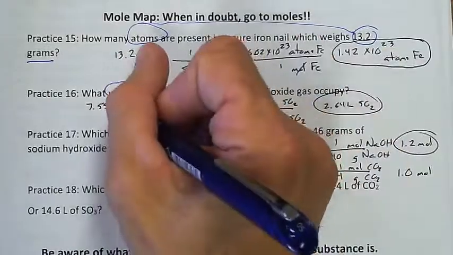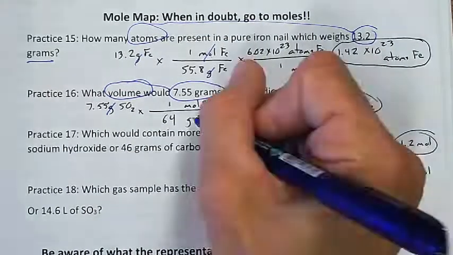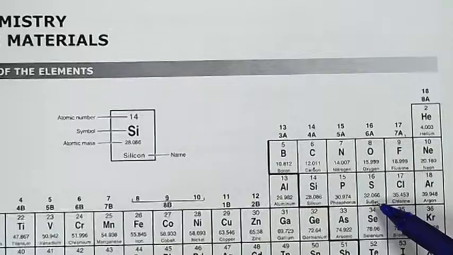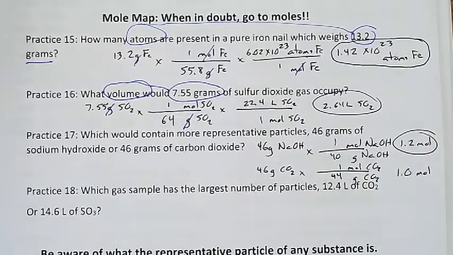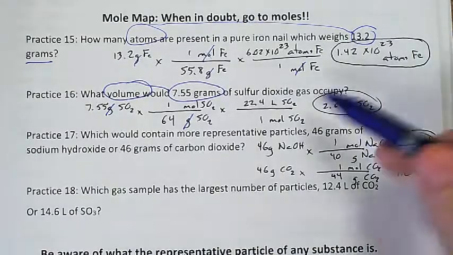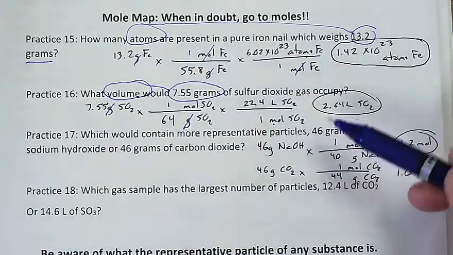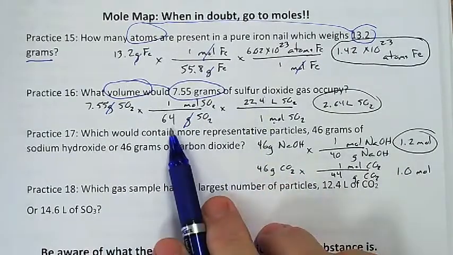So write down what we have, 7.55 grams of sulfur dioxide, which is SO2. Cancel out grams, go to moles. 1 mole is 64 grams. Again, you find that since it's sulfur dioxide, you look up sulfur's mass, 32, times 2 oxygens because it's SO2, and that's how you get the molar mass of 64 grams from the periodic table. And then they want to know what volume that would be. So you're going to liters, and 1 mole is 22.4 liters. So again, 7.55 times 22.4 divided by 64.